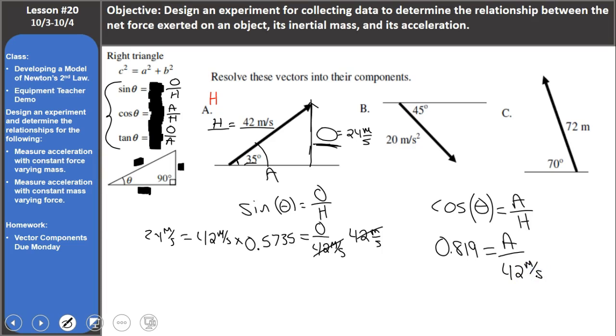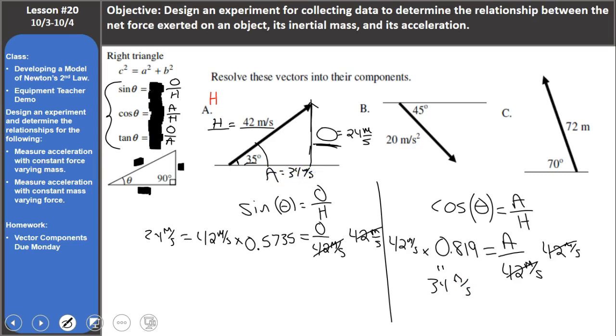So what are we going to do with that 42 meters per second? How do we get this off this side? Here you go. So we're going to multiply both sides by 42 meters per second. That divides to 1, and you get what, Easton? 34 meters per second, right? So we get the adjacent as 34 meters per second.